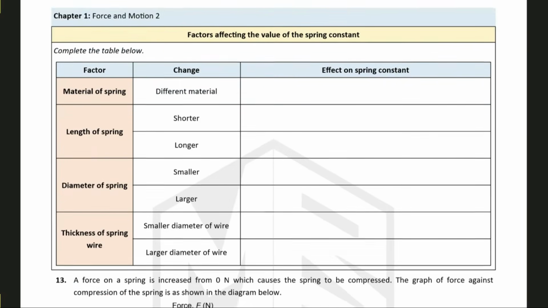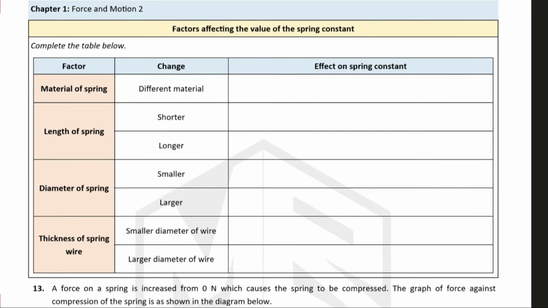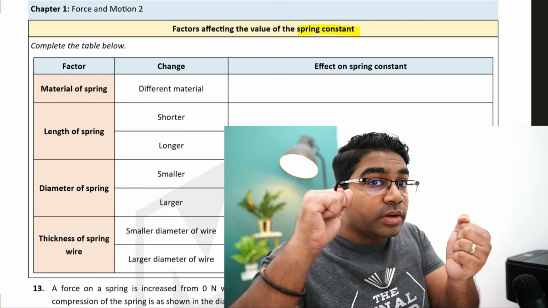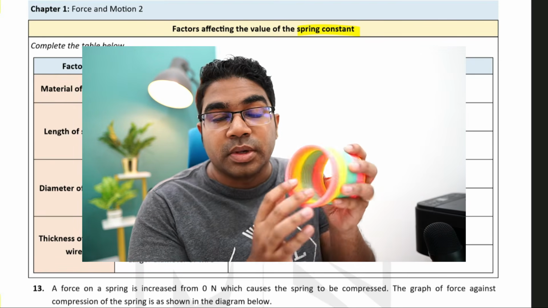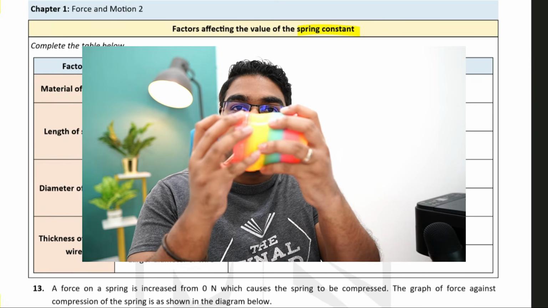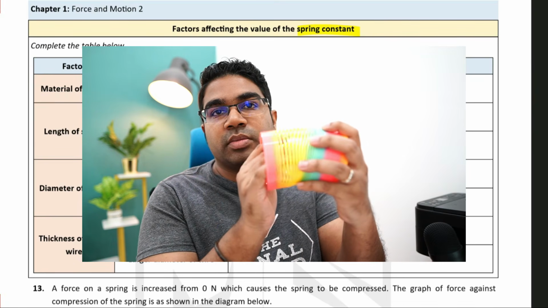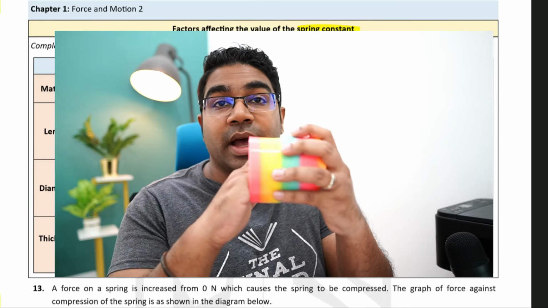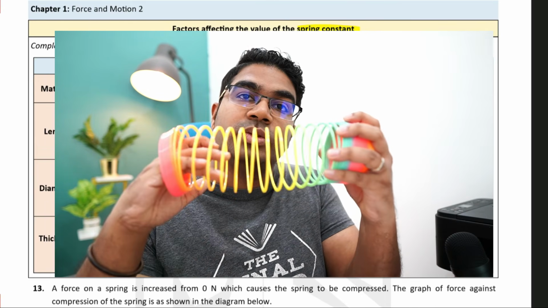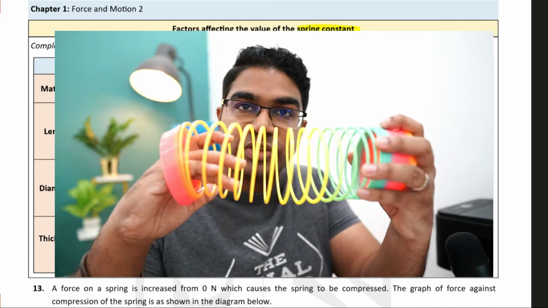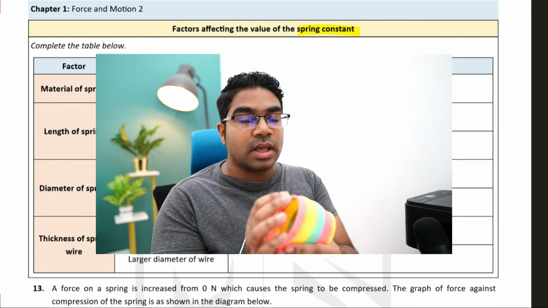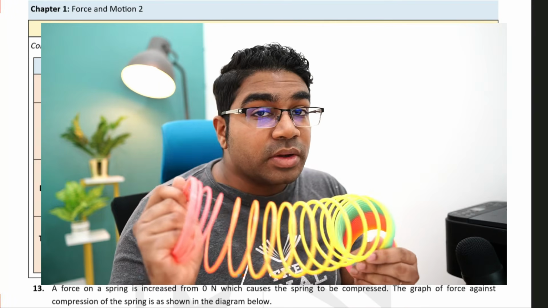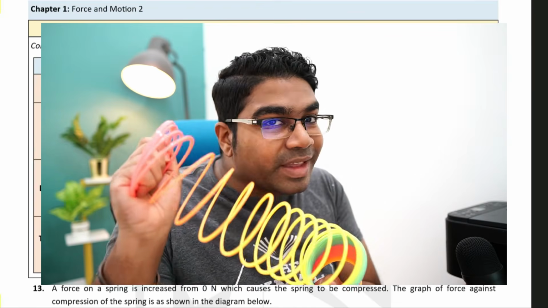Let's look at the factors affecting the value of the spring constant. The spring constant represents the amount of force required to produce 1 unit of extension. Let's take this slinky spring for example. If the spring constant is small, I only require a small force to extend the spring this way. But if the spring constant is high, I require a large force to extend the spring to the same extension. And so we can look at the spring constant as how difficult it would be to extend the spring. The larger the value of spring constant, the more difficult it will be to extend the spring.